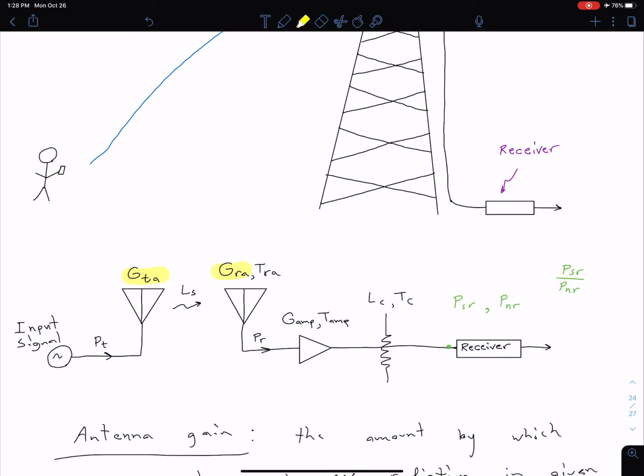And so as we had said when we were first writing this diagram, what we're going to be interested in is the signal to noise ratio at the receiver. So remember, our P sub SR is the power of the signal at the receiver, and our P sub NR is the power of the noise at the receiver.